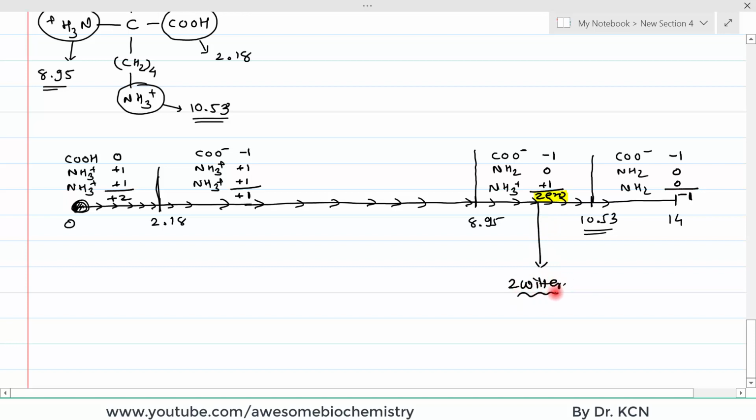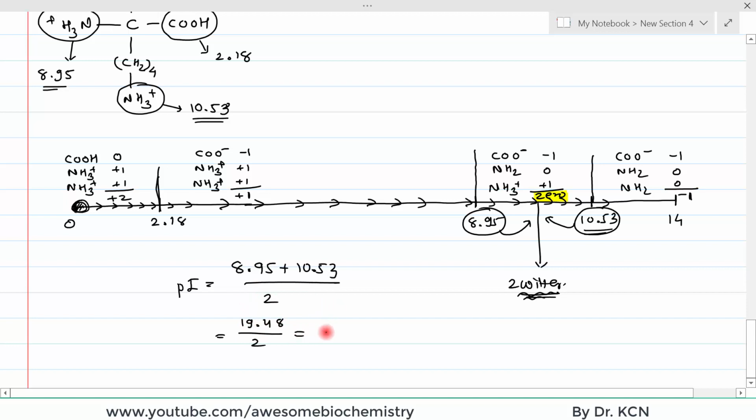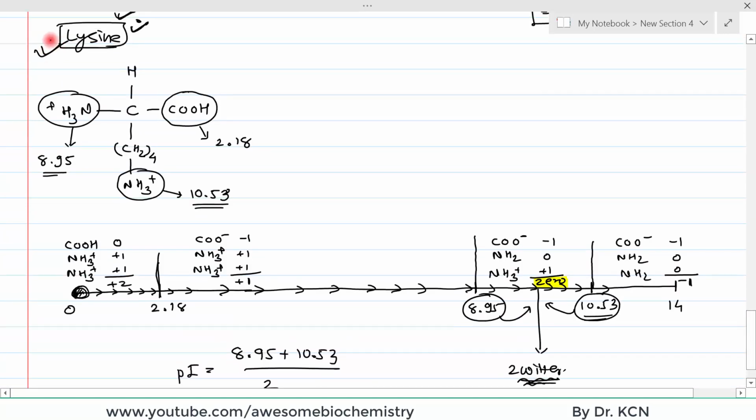So, which two numbers do we have to average out? This 8.95 and 10.53, because exactly at the midpoint maximum Zwitterion will be seen. So, pI of this lysine is 8.95 plus 10.53 divided by 2. So, this summation makes 19.48 divided by 2, and so the answer will be 9.74. This is the isoelectric pH of this lysine.